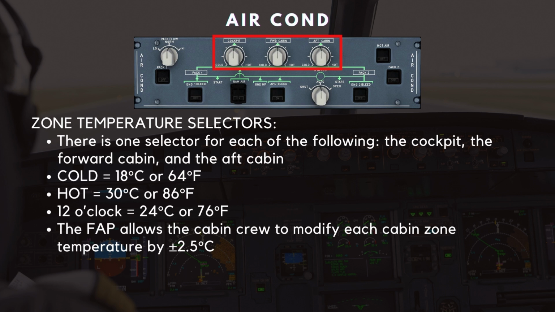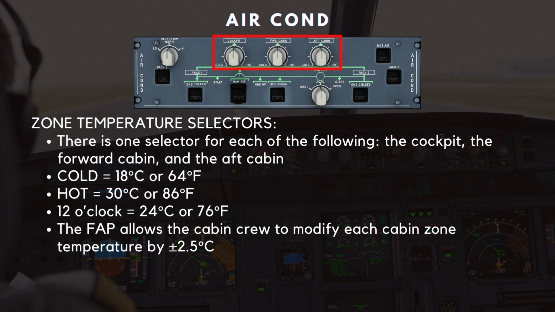Next is the zone temperature selectors. There is one selector for each of the following: the cockpit, the forward cabin, and the aft cabin. Each selector has a range from cold to hot. In the cold position, the zone temperature aims to achieve 18 degrees Celsius or 64 degrees Fahrenheit. In the hot position, the zone temperature aims to achieve 30 degrees Celsius or 86 degrees Fahrenheit. In the middle 12 o'clock position, the zone temperature aims to achieve 24 degrees Celsius or 76 degrees Fahrenheit.